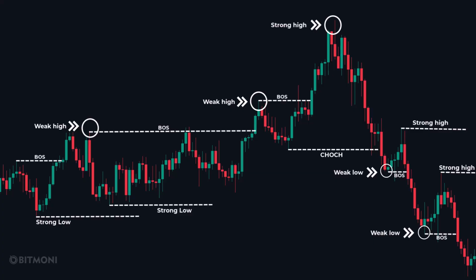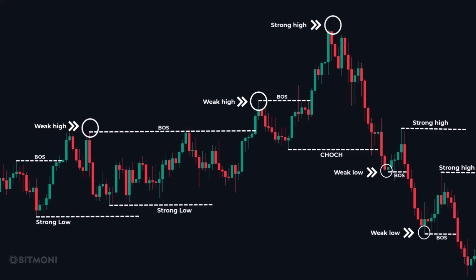This is the process used to distinguish between strong and weak structural points in the market. It helps reveal whether buyers or sellers have control and offers insights into potential trend shifts. To sum it up, market structure is all about how price behaves around highs and lows.